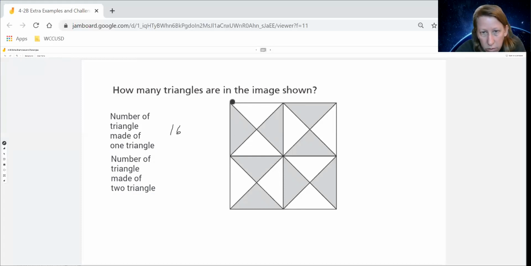1, 2, 3, 4. So there are 4 in each of these boxes. So 4, 8, 12, 16. There were 16 there. Then what do you think they did?